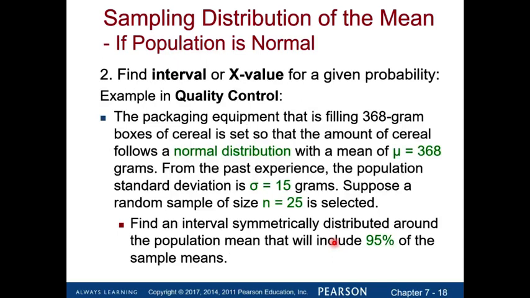That's the only difference between the sampling distribution of the mean and the population distribution. The second application of sampling distribution is to calculate the interval, or the X values, for a given probability. We have already solved this kind of problem before in normal probability in the previous chapter. Let's use the same quality control example, and the question becomes: what interval, symmetrically distributed around the population mean, will include 95% of the sample means?